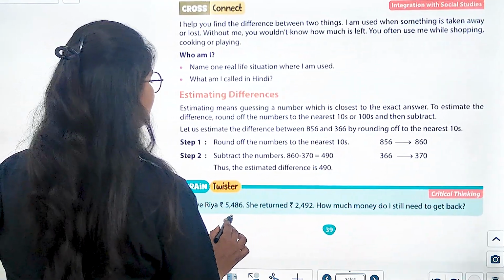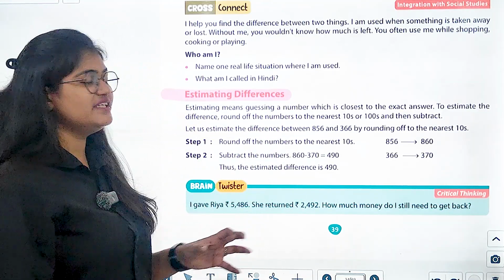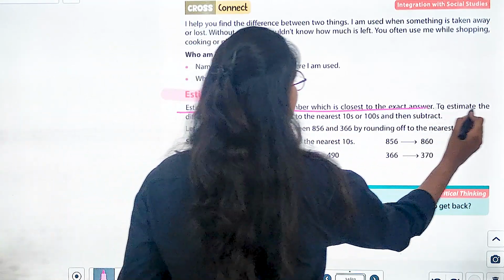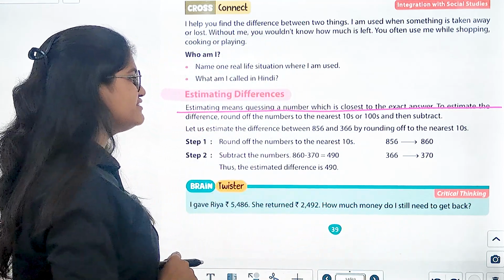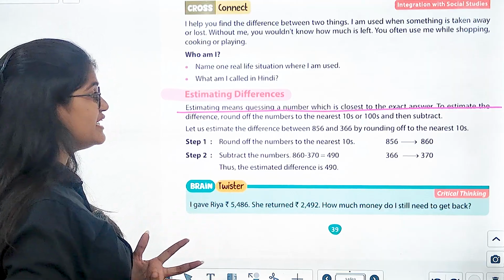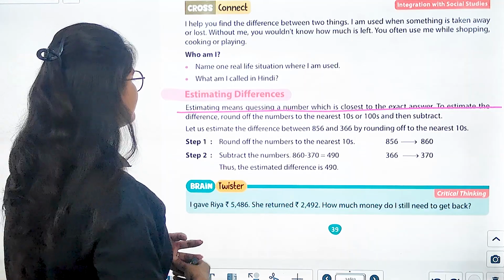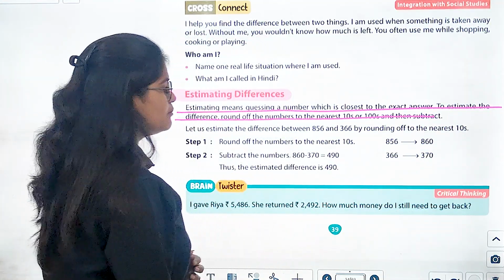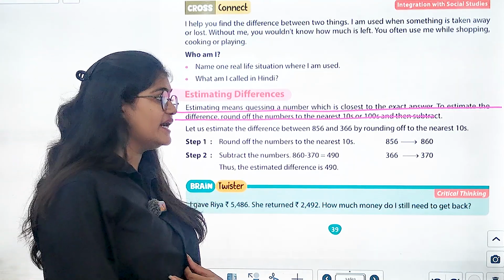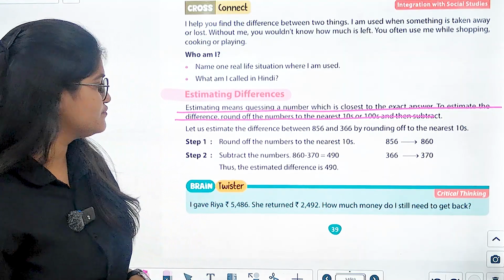Now next we have estimating difference. अब हम difference कैसे निकालेंगे वो देखते हैं. So it says estimating means guessing a number which is closest to the exact answer. तो estimating का मतलब होता है एक नंबर guess करना जो कि exact answer के बहुत ज़्यादा पास हो. To estimate the difference, राउंड ऑफ द नंबर्स, कि अगर हमें डिफरेंस एस्टिमेट करना है तो हमें नंबर्स को राउंड ऑफ करना है नियरेस्ट 10 या फिर हंड्रेड्स, और तब उन्हें सब्ट्रैक्ट करना है, राइट?